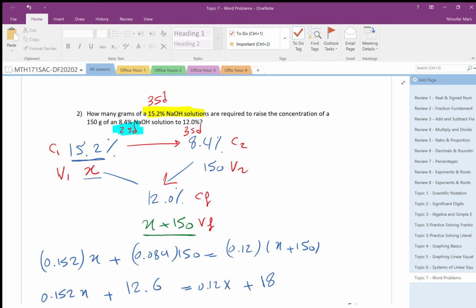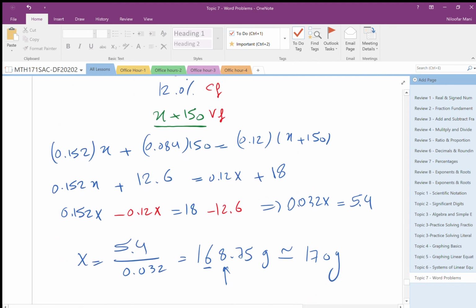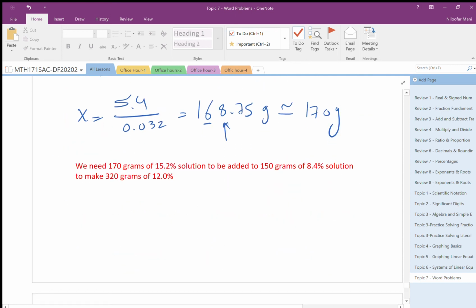Then I can remember C1V1 plus C2V2 equals C final V final. I just have to fill the formula, and then I can find the answer. From there it's just math: you are solving one linear equation with one unknown. You have to be careful how to solve. You make all the x on one side, all the numbers on the other side, and find the answer.